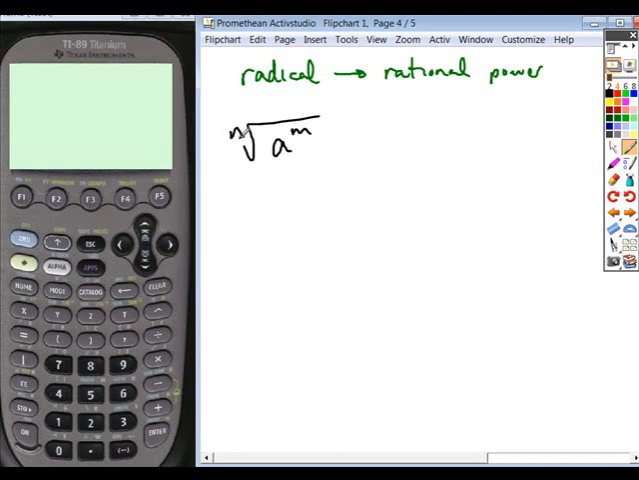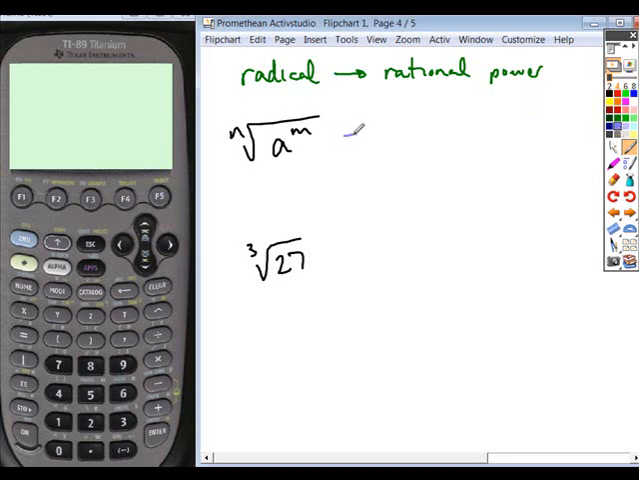So this is any radical. Let's say we take the cube root of 27. And right here, n is 3. Our a value is 27. Our power is 1, right? It's an unwritten power of m. So you only need that if it has a power associated with it.